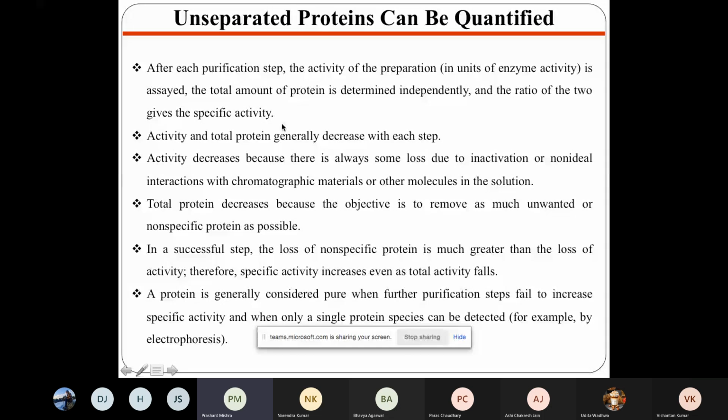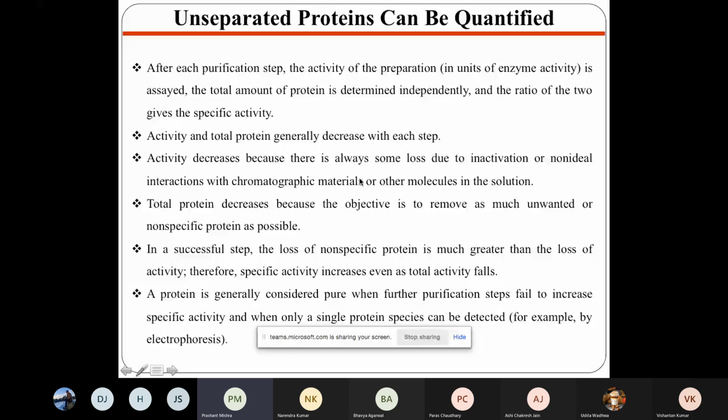I'll give you a chart and show you how these two differ in terms of their properties. Activity decreases most of the time when we go from one step of purification to another. Activity will keep on generally decreasing. The activity decreases because there is always some loss during the process, either due to inactivation or non-ideal interaction with chromatographic material.